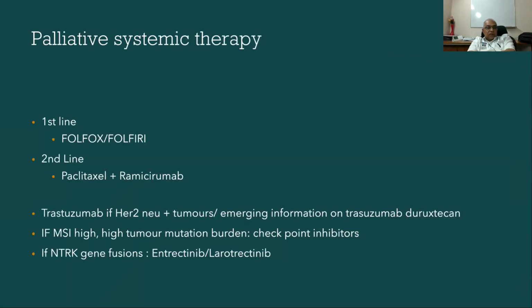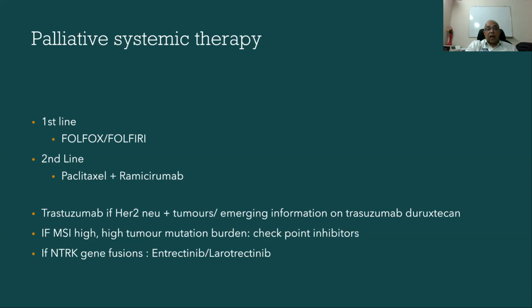What are some of the palliative systemic therapies that one might be able to consider? In the first line setting, that means if the patient has never had any treatment before, the possibilities are giving them a doublet like FOLFOX or FOLFIRI, as I had noted, even in the preoperative setting. In patients who progress with that disease, often we give them weekly paclitaxel with a VEGF, vascular endothelial growth factor, receptor inhibitor, which is a drug called ramucirumab, and that's been shown to improve survival by a few months.